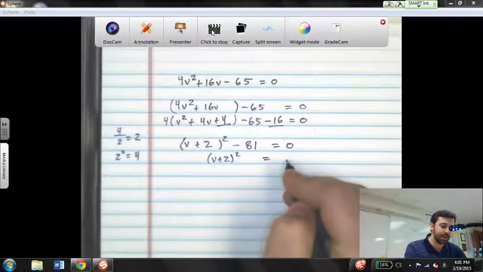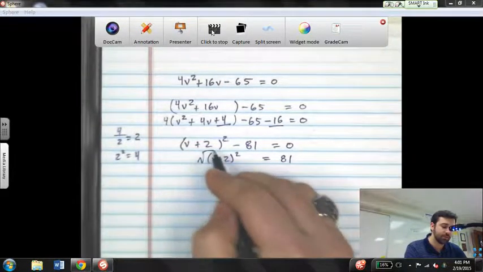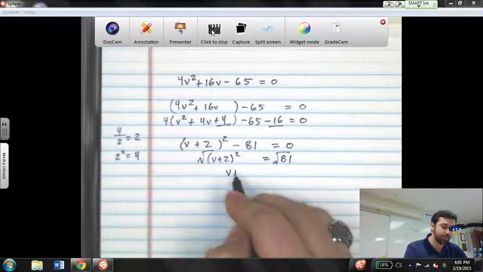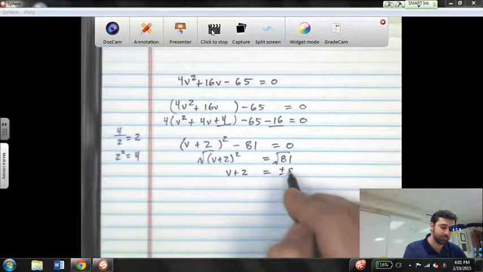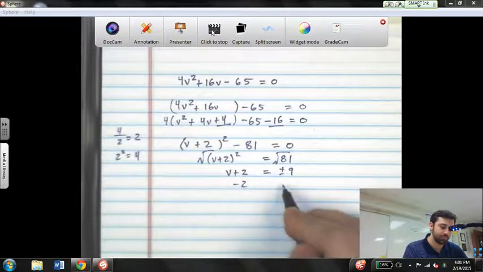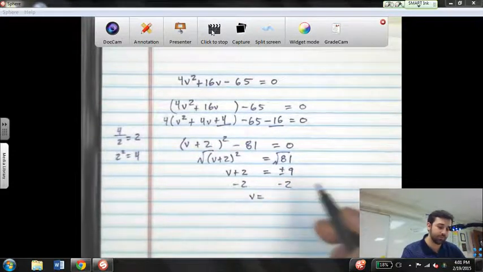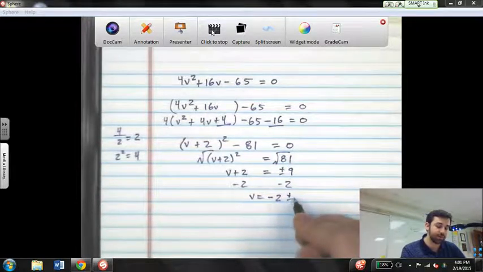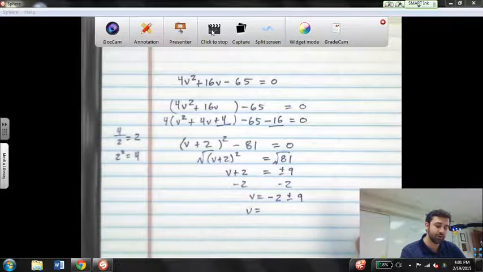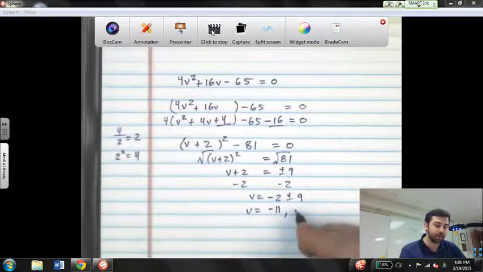Then I would continue with algebraically solving: adding 81 on both sides and taking the square root. I would get the roots, v equals negative 2 plus or minus 9, which is negative 11 and positive 7.